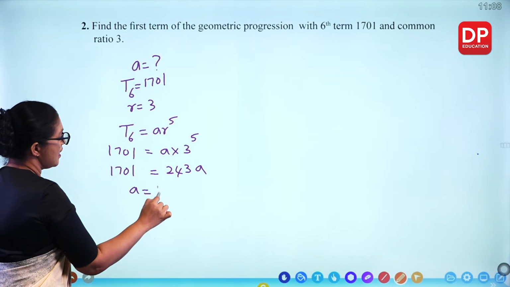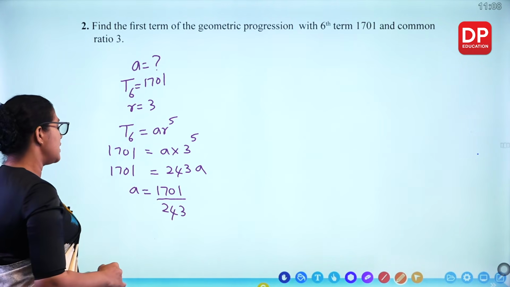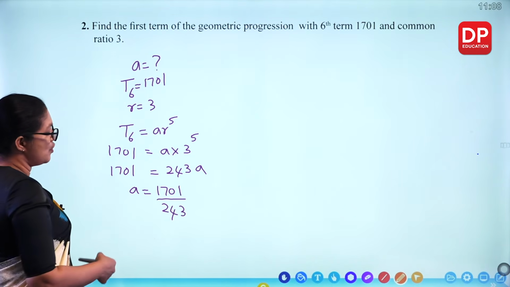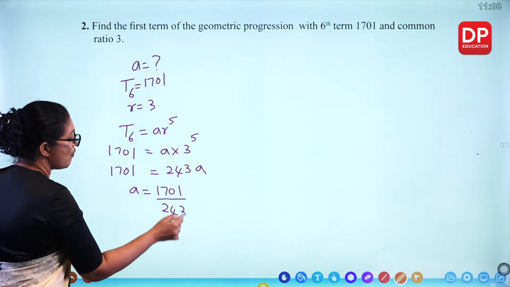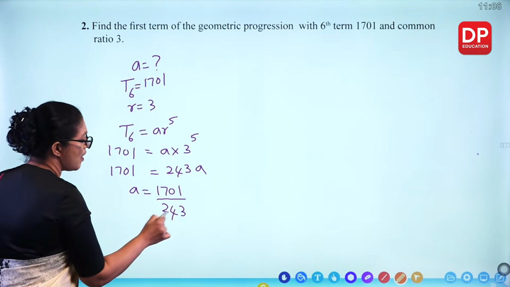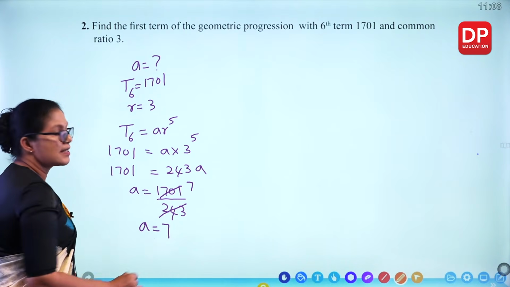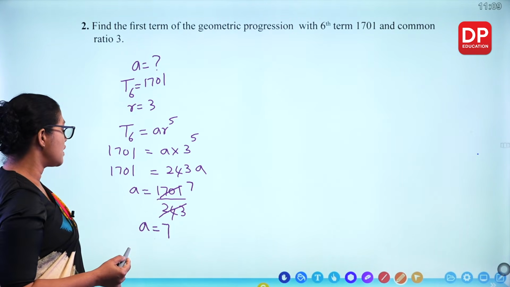So what's a? 1701 divided by 243. So when you simplify this, we get 7 times 243 is 1701. 7 times this, so a equals 7. So the answer is, first term is 7 for this equation.